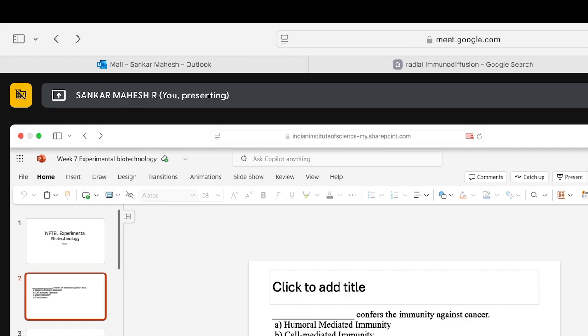Humoral mediated immunity is where B cells differentiate into plasma cells, and plasma cells produce antibody. It is for extracellular antigens. Okay. And innate immunity and complement system. Innate immunity is from birth, there is immunity like skin and mucus, tears, saliva, and so on. Yes. And complement system?